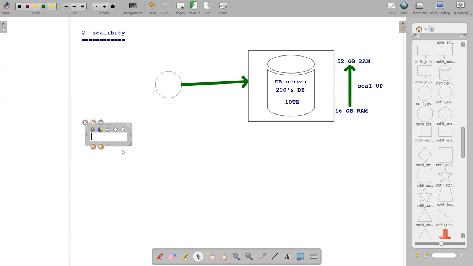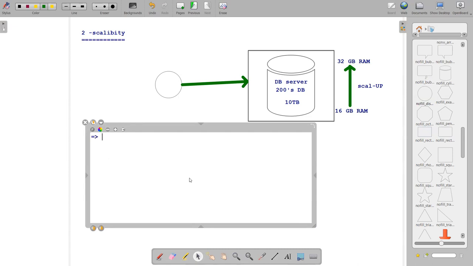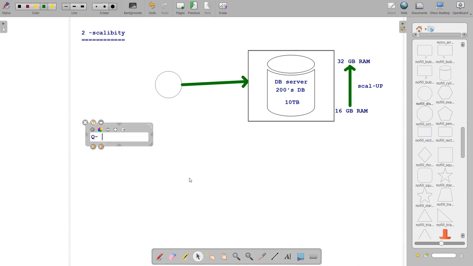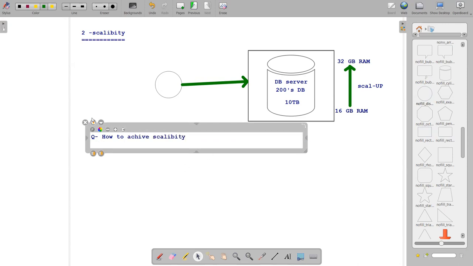Here I'm writing some simple points for your reading purpose. Now understand, they are asking you how to achieve scalability. Suppose the interviewer asks how to achieve scalability, then you give the answer: by increasing the capacity of the server.